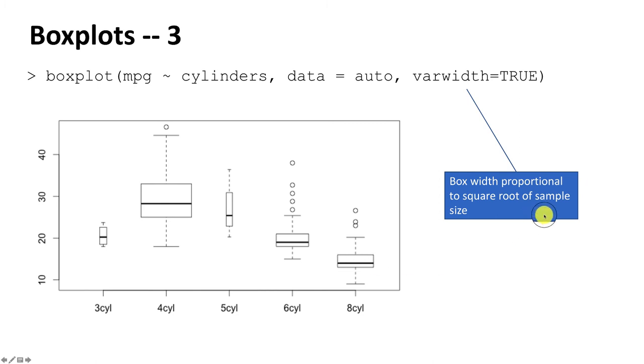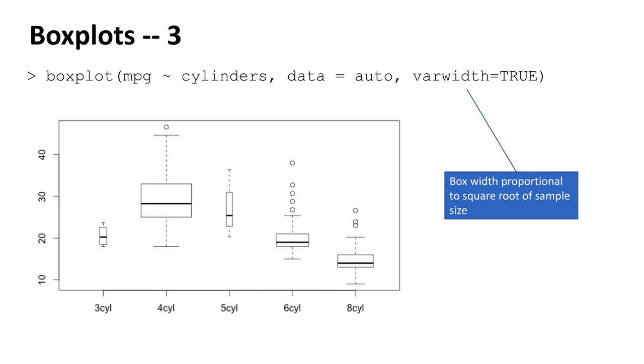The box width is proportional to the square root of the sample size. If they made it directly proportional to the sample size itself, the graph would not be helpful. But when they make it proportional to the square root, the variability reduces and it becomes possible to show the data on the chart.